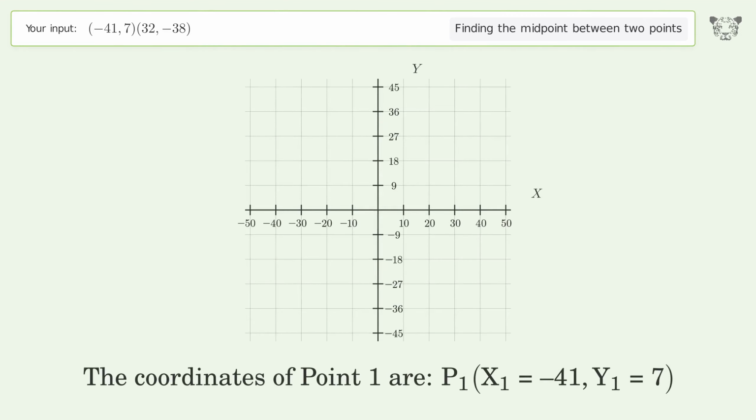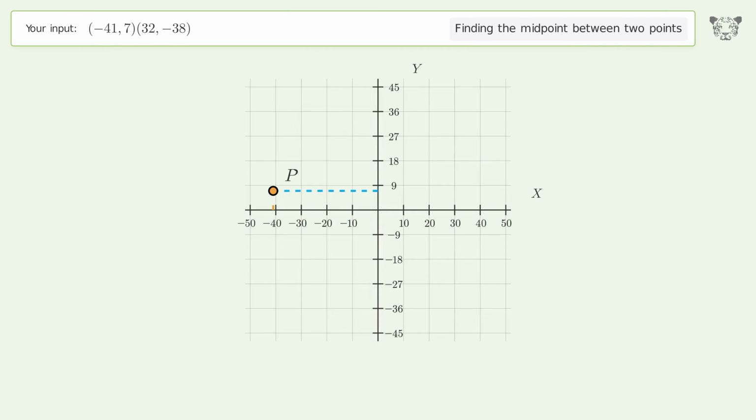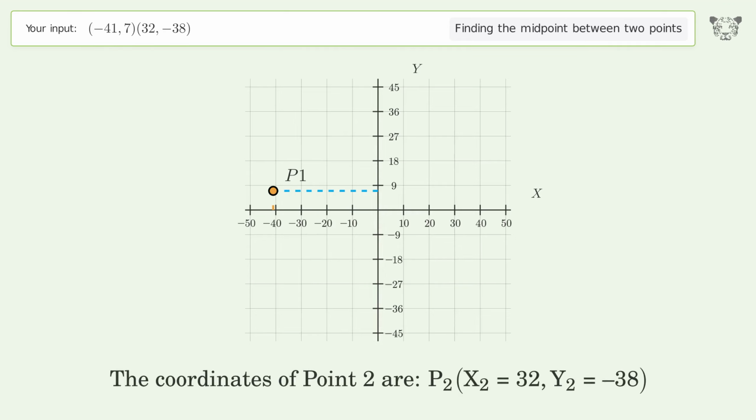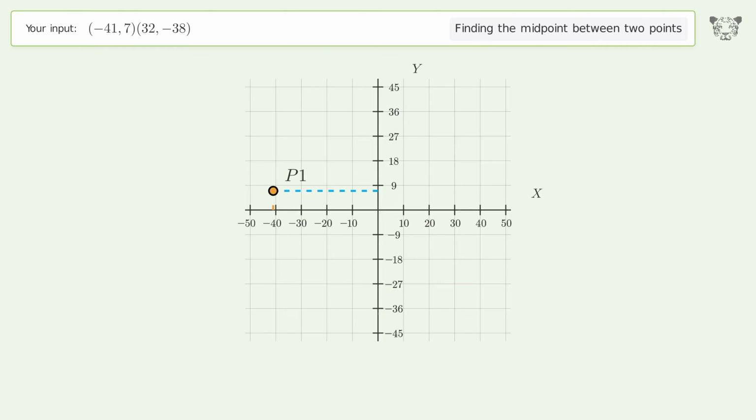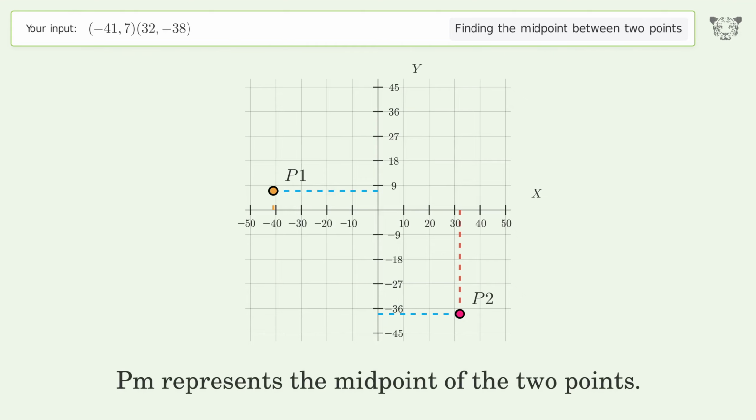The coordinates of point 1 are x1 equals -41, y1 equals 7. The coordinates of point 2 are x2 equals 32, y2 equals -38. PM represents the midpoint of the 2 points.